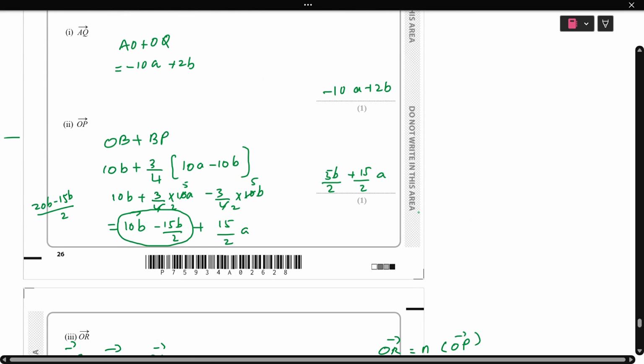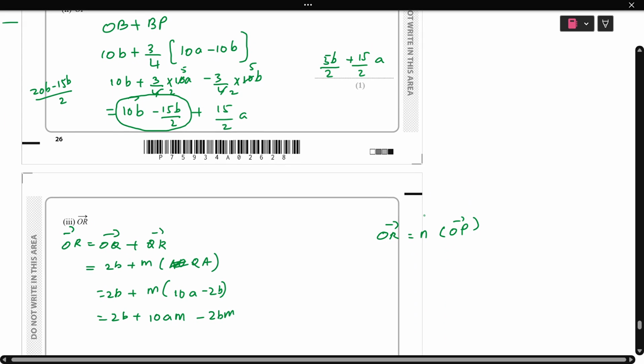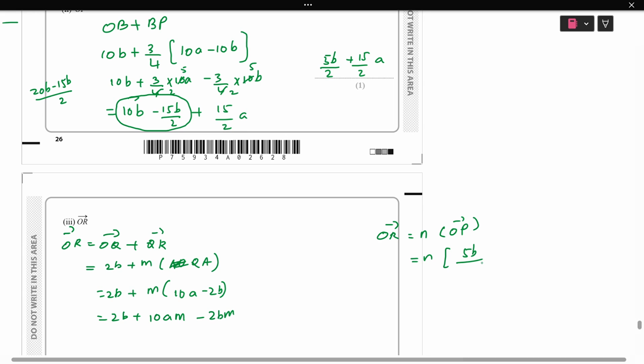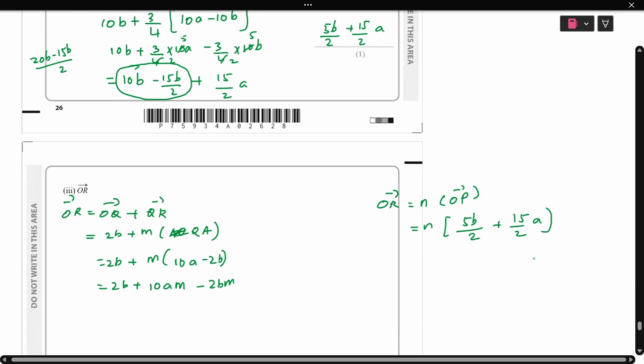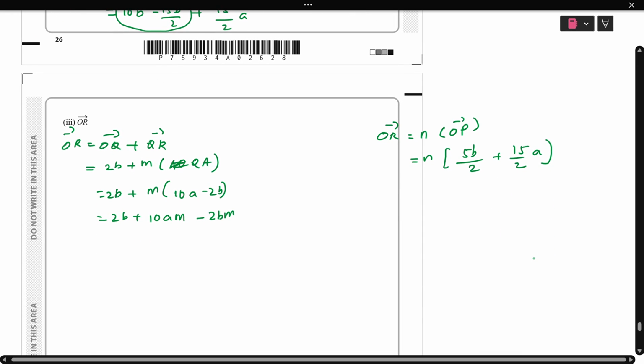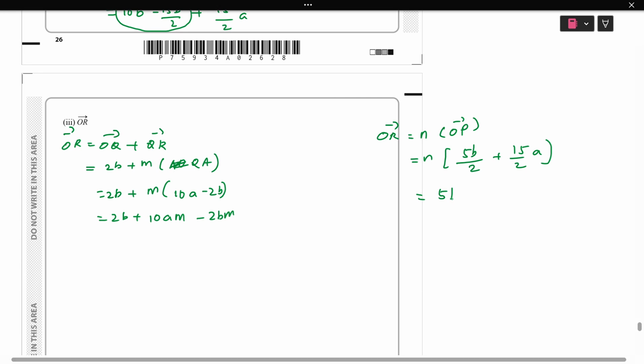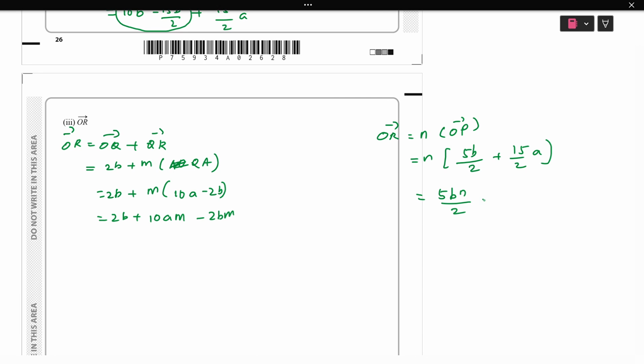OP we have already done, which is n into 5b by 2 plus 15 by 2a. So that's OP. I'll expand here: 5bn by 2 plus 15an by 2. This is OR.